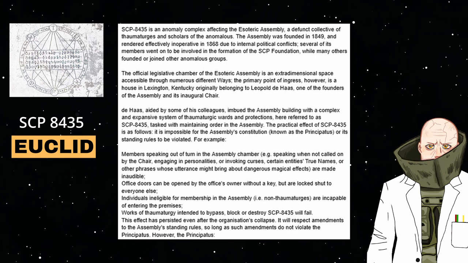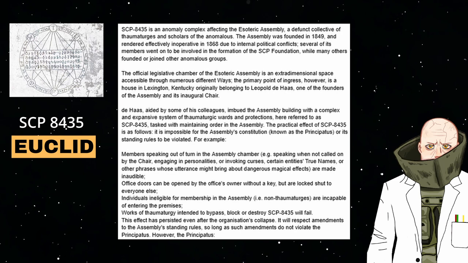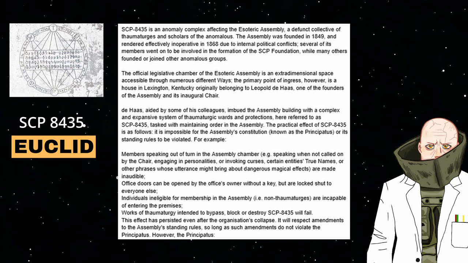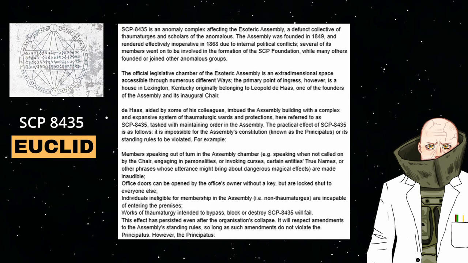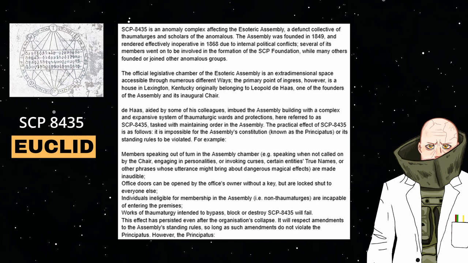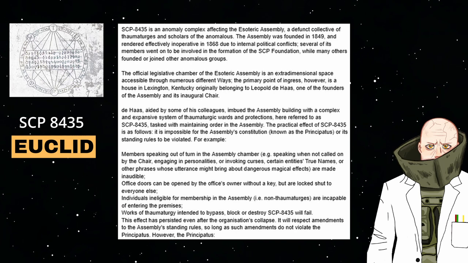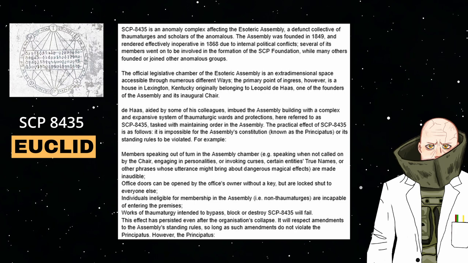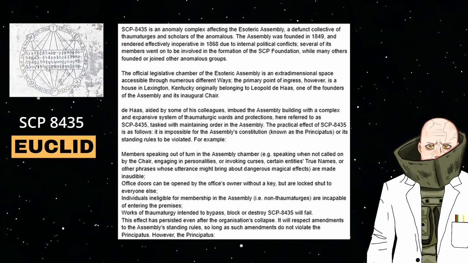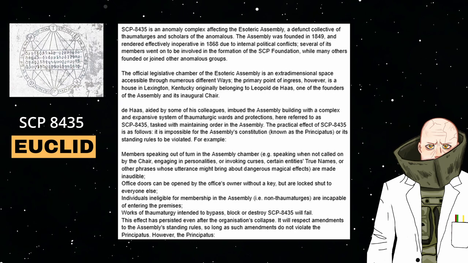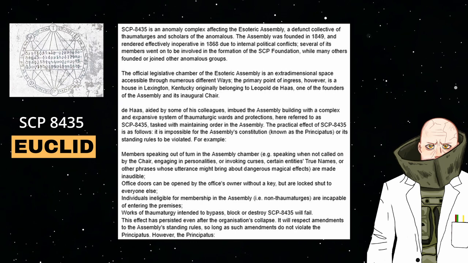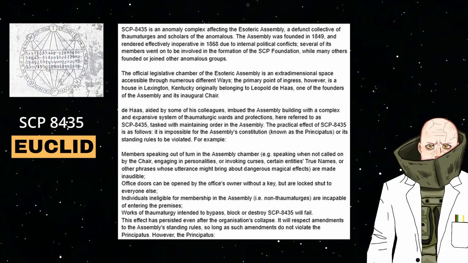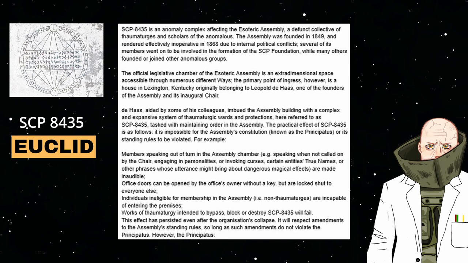The practical effect of SCP-8435 is as follows. It is impossible for the Assembly's constitution, known as the Principatus, or its standing rules to be violated. For example, members speaking out of turn in the Assembly chair, for example, speaking when not called on by the chair, engaging in personalities, or invoking curses, certain entities' true names, or other phrases whose utterance might bring about dangerous magical effects are made inaudible. Office doors can be opened by the office's owner without a key, but are locked shut to everyone else. Individuals ineligible for membership in the Assembly are incapable of entering the premises.